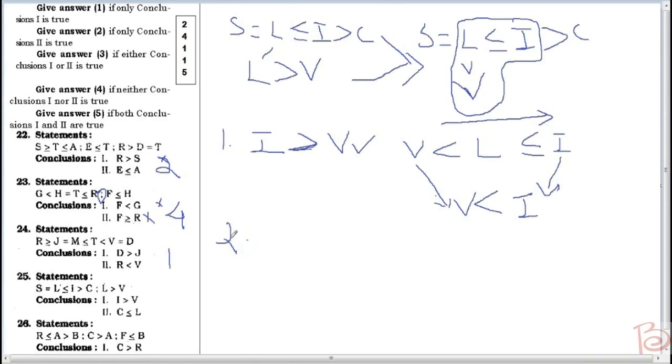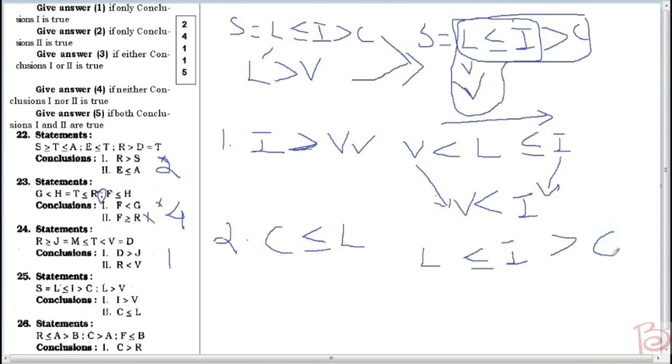Okay, let's go for the second one. Second one is C less than or equal to L. Okay, so we are looking at this one. Even by the looks of it, we can see that both are in opposite direction. See, this is in this direction and this one is in this direction, so we cannot draw a conclusion. So the second one is wrong, so we have to put it as option number 1.